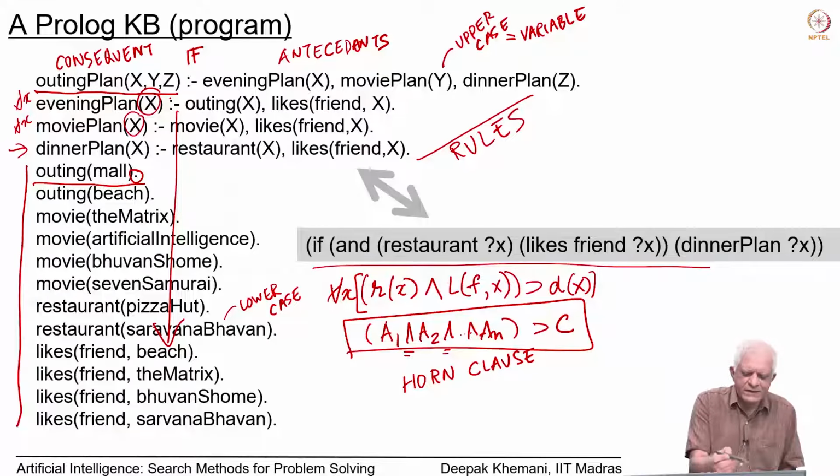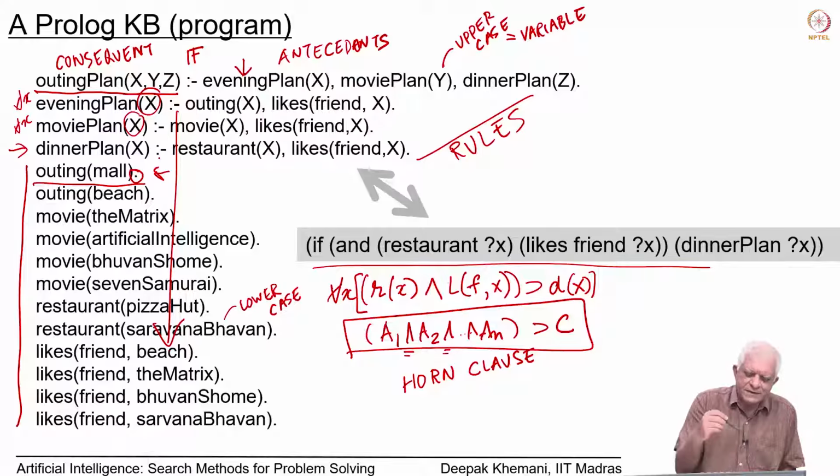So, in this particular example, if you are querying whether there is an outing plan, then the subquery is: is there an evening plan? That is the first subquery. Prolog takes up the first subquery and goes into that. Then it says that okay, you have an evening plan if you have an outing x and if your friend likes x. Then it goes to the outing. The first outing it looks for is mall. Then it asks whether your friend likes the mall and so on.